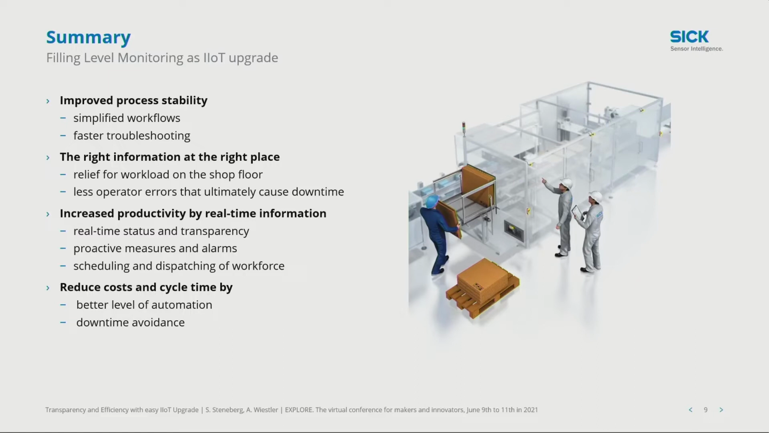Also the operator running around the facility and trying to serve 15 different machines will have all the relevant information directly at his wrist. Finally, it's also an increased productivity because all the information is provided as real-time information for the operator, but also for the shift supervisor. So you can troubleshoot right before the real problem occurs. And in the end, it also reduces the costs because we maintain the planned cycle times.